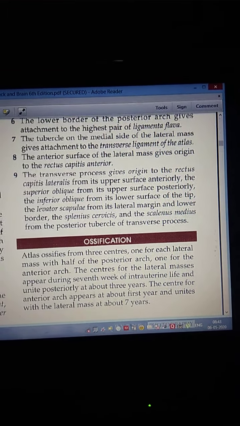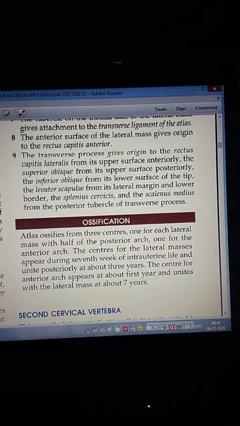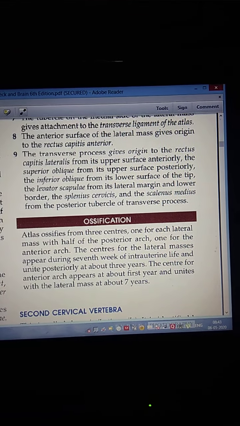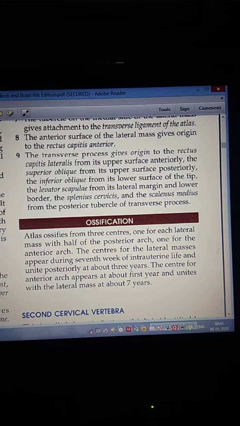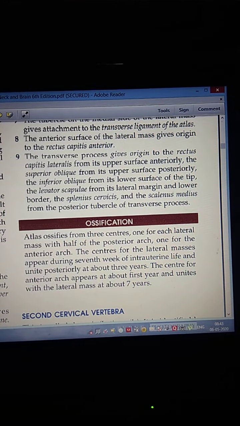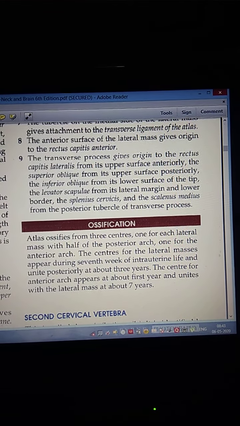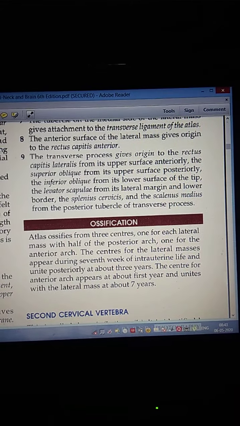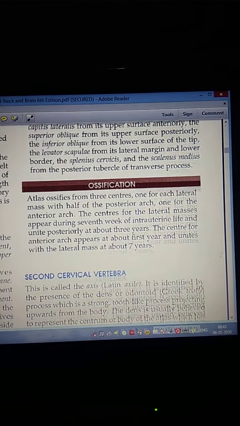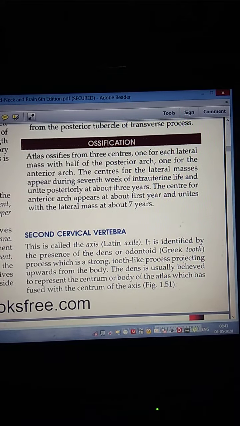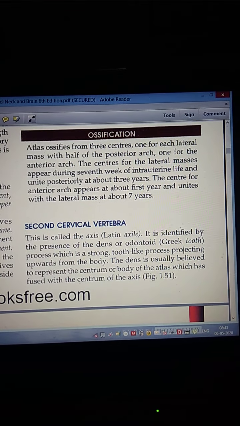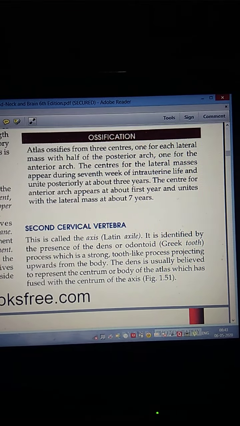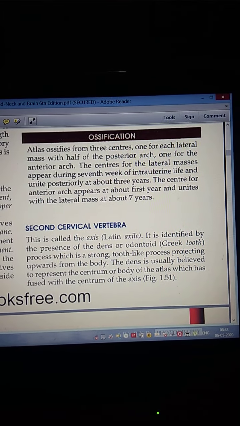Now the transverse process gives origin to rectus capitis anterior, superior oblique, inferior oblique, levator scapulae, splenius cervicis and scalenus medius. Now ossification. The atlas ossifies from three centers, one from each lateral mass with the half of the posterior arch, and one for the anterior arch.